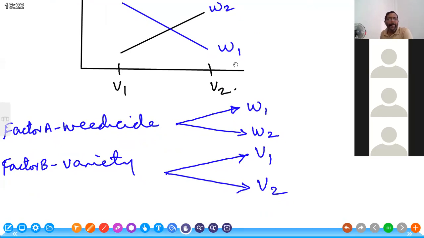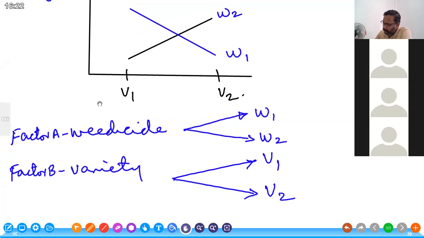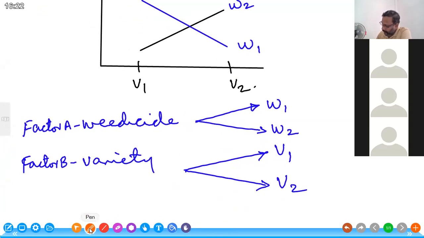Factor A, we decide. Factor B, variety. Okay. So we decide has 2 types. Variety again has 2 types. So this is called a factor. This is called levels. Factor and the levels.